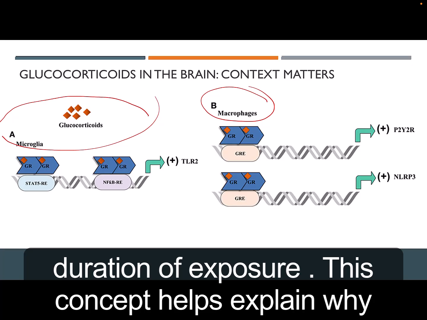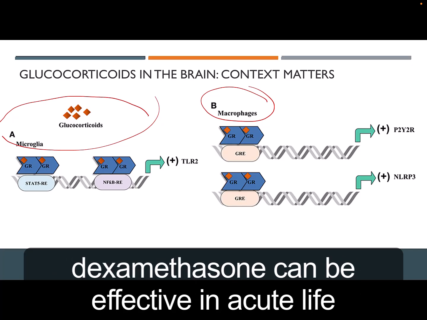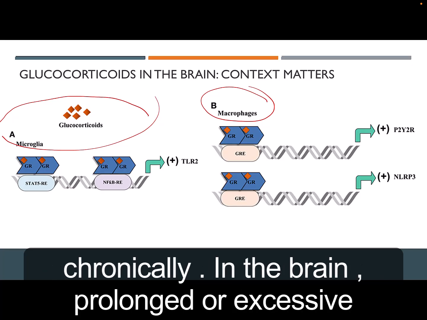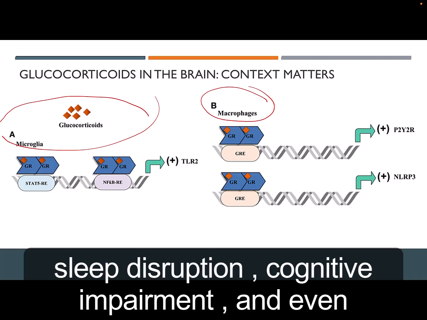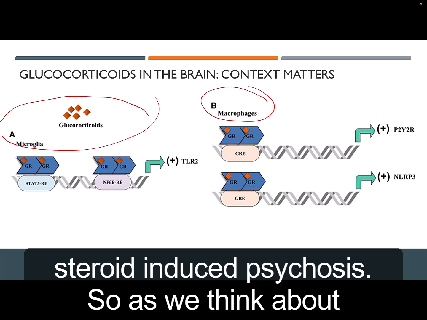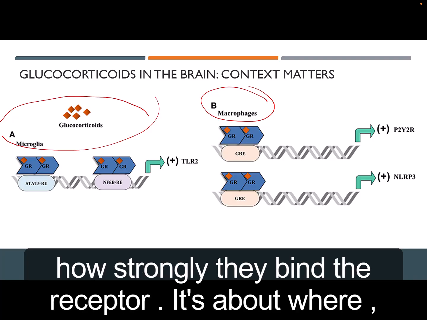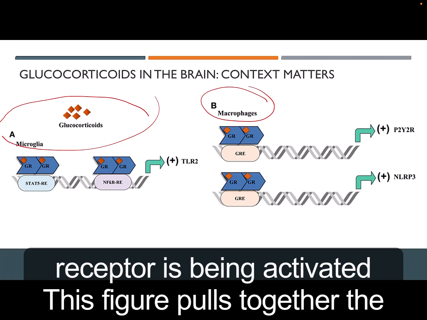This concept helps explain why long-acting, high-potency glucocorticoids like dexamethasone can be effective in acute, life-threatening inflammation, yet problematic when used chronically. In the brain, prolonged or excessive glucocorticoid signaling can contribute to mood changes, sleep disruption, cognitive impairment, and even steroid-induced psychosis. So as we think about glucocorticoid drugs clinically, it's not just about how strongly they bind the receptor, it's about where, how long, and in what biological context the receptor is being activated.